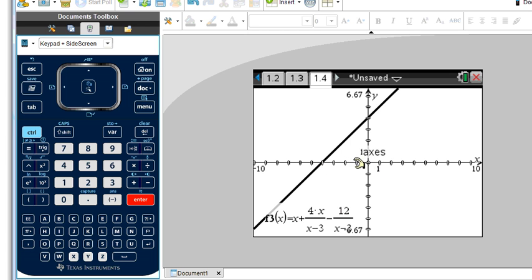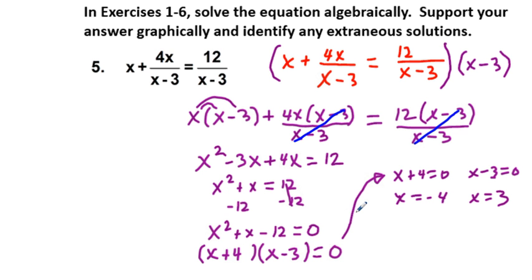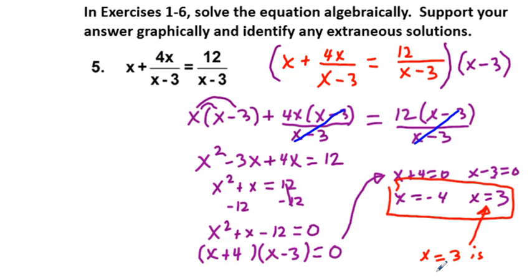So this is a graphical confirmation. Do we see that solution of 3 anywhere? No. So 3 is an extraneous solution, a solution created in the process of solving the equation. So I'm going to show you another way of doing this. So these are both solutions, but in this case, x equals 3 is an extraneous solution.